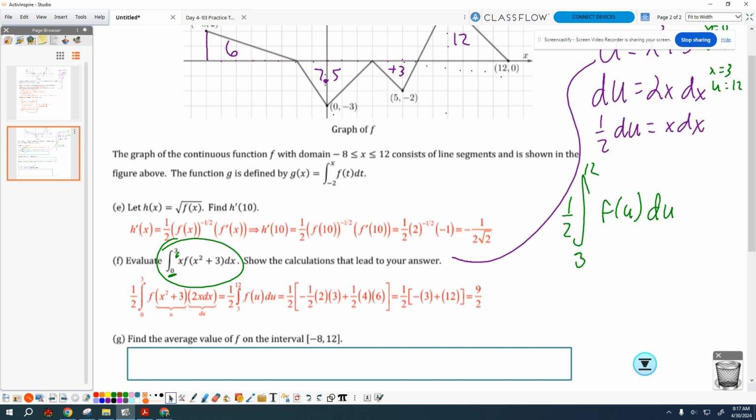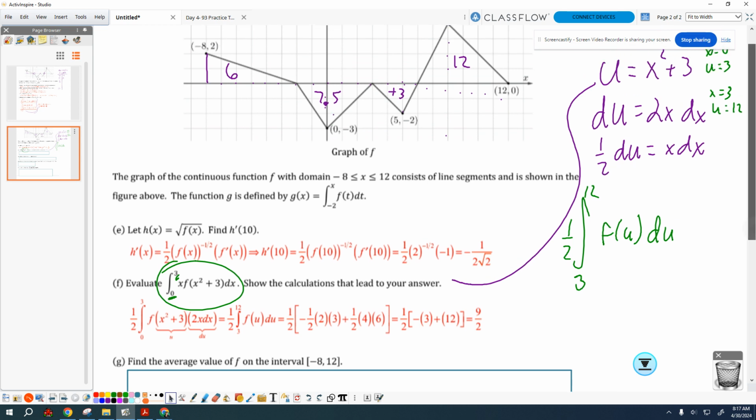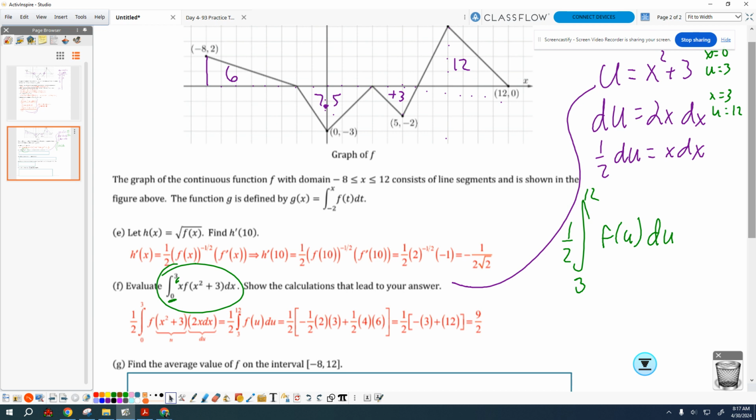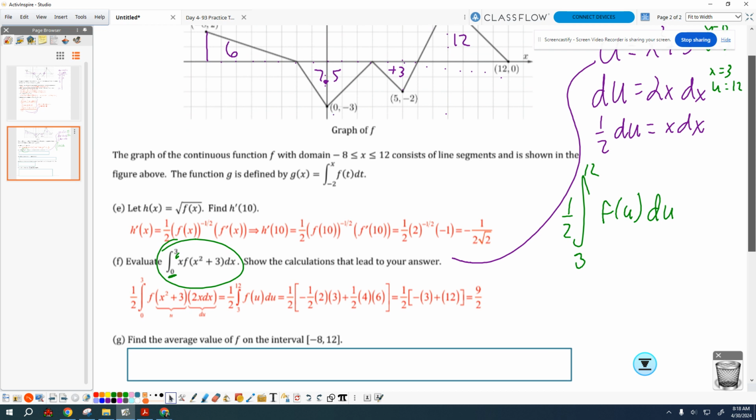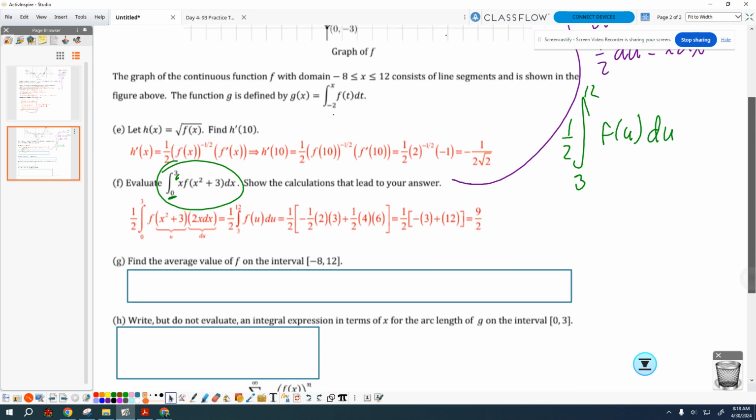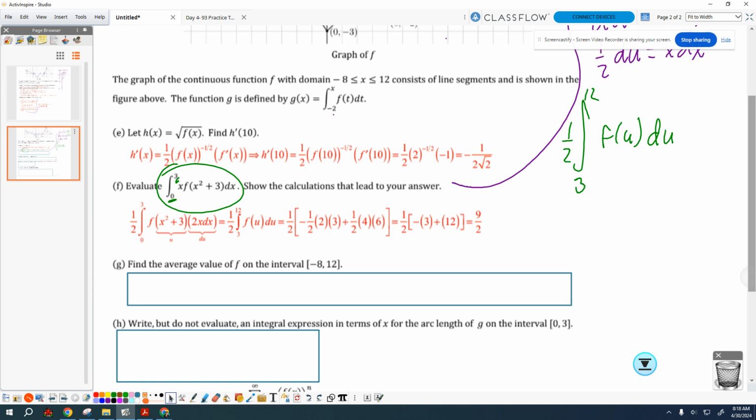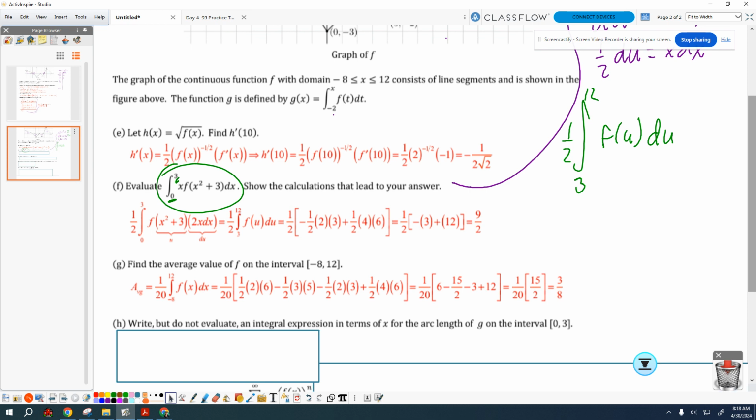And it was all just 9/2? Yeah. And the last one you couldn't see, I think it was cut off. Find the average value. Average value. Do you guys remember what you did, Marco, with that? So it's 1 over b minus a times the integral from a to b. Yeah, times the integral from -12.